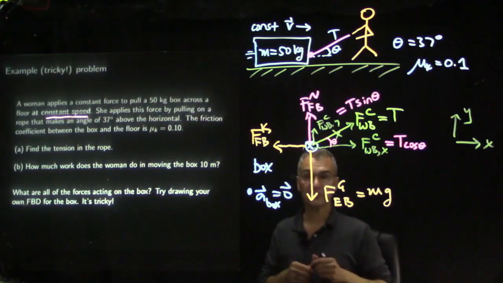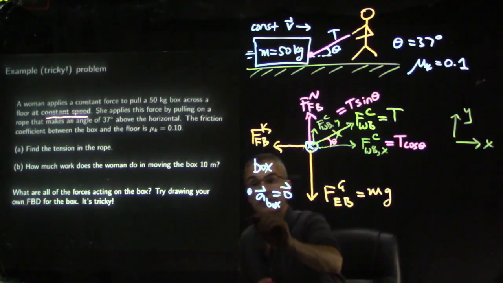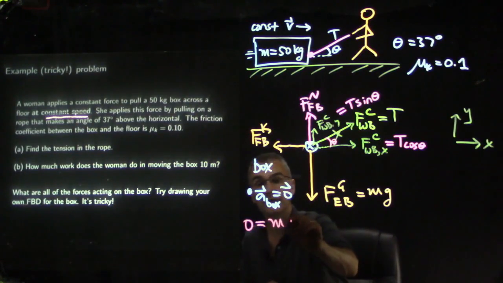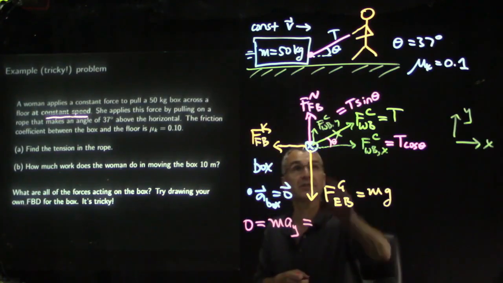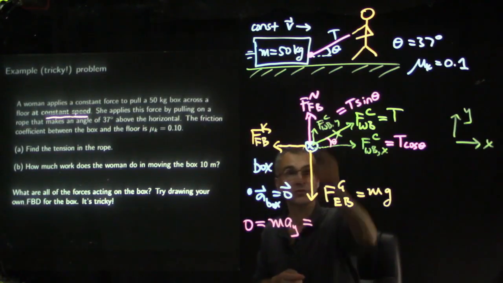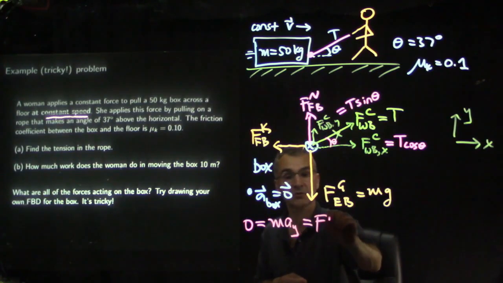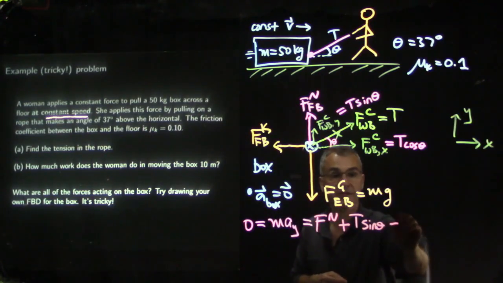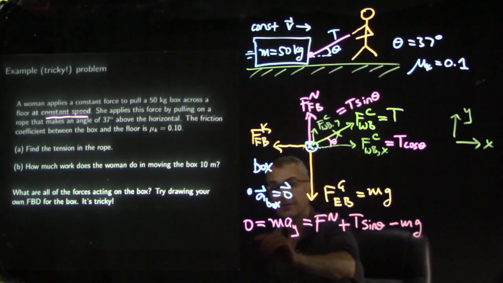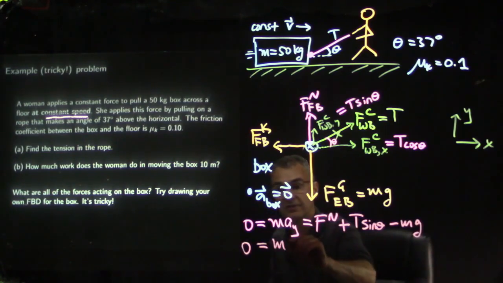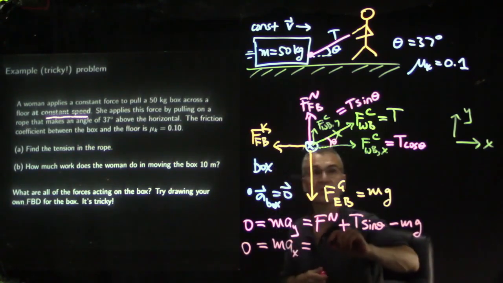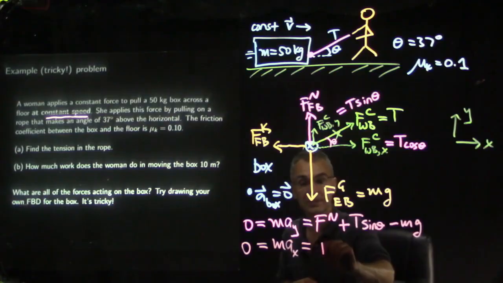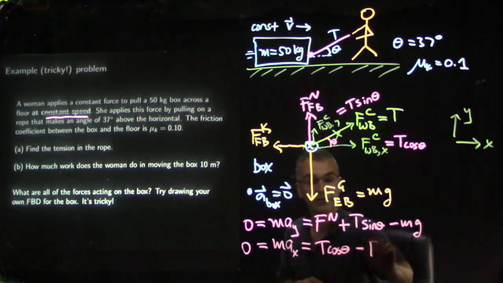And we know the acceleration is 0, so we know that 0 equals m a sub y. We have the normal force upwards. We'll do up minus down. So this is the normal force plus T sine theta. Those are both up. And then minus down, which is mg. That's one equation. And then we have the forces in the x direction. So it's not accelerating. So 0 is m a in the x direction. So we have right minus left. So this is T cosine theta minus F kinetic.